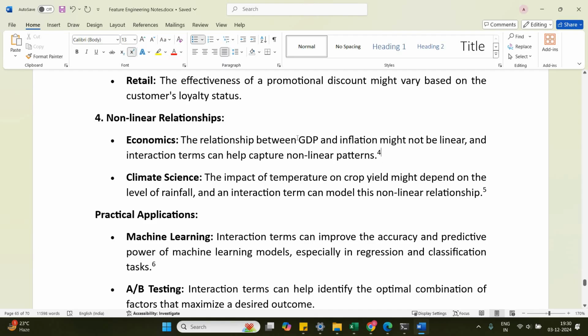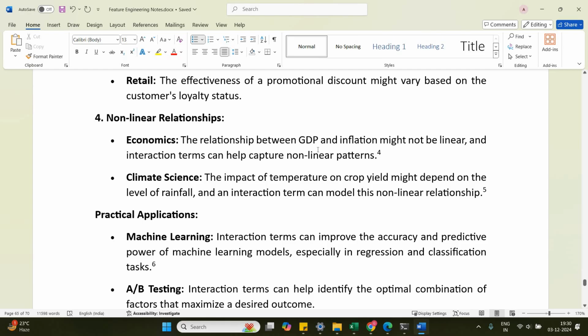You know the GDP, the gross domestic product of a country, and the inflation. As soon as your GDP increases, it doesn't mean that inflation will also increase. Sometimes the amount of product that you are producing has also increased, right? So it may not always be a linear relationship. This is a bit of a conceptual example.